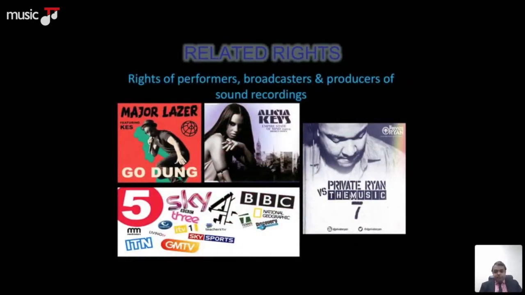There's also this concept of related rights. They're also known as neighboring rights, and they are the rights of performers, broadcasters, and producers of sound recordings. What does that mean? It means that performers, broadcasters, and producers of sound recordings also have rights in their performances, in their broadcasts, and in their sound recordings.